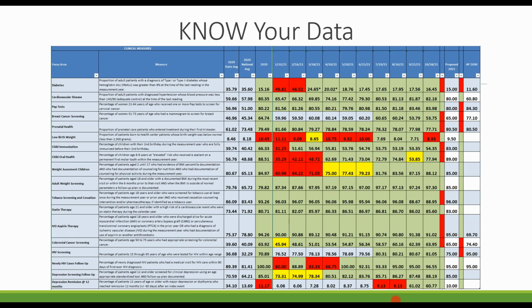Up until about halfway through 2021, we didn't have state and national averages for depression remission because it was a new measure. So that's why the boxes are in blue. And then we moved on to the 9.13 when we were in July. And that's when I decided that we needed to do something about this particular measure. And that's when we started our training program. Next slide, please.